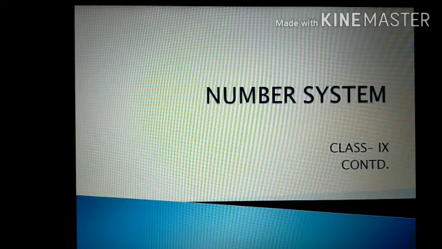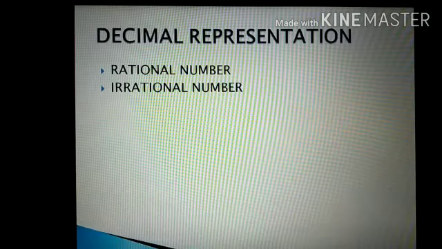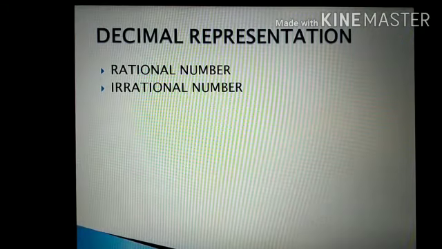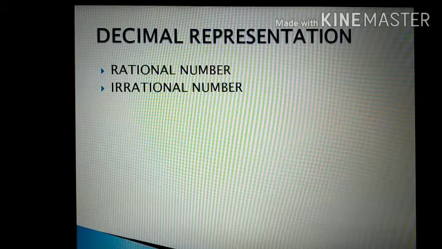We have started the chapter Number System and we have learned about rational numbers and irrational numbers in our previous class. Today, I am going to explain the decimal representation of rational numbers and irrational numbers. We will bring any rational number or irrational number in the decimal form by dividing. So children, we will start by taking a few examples.